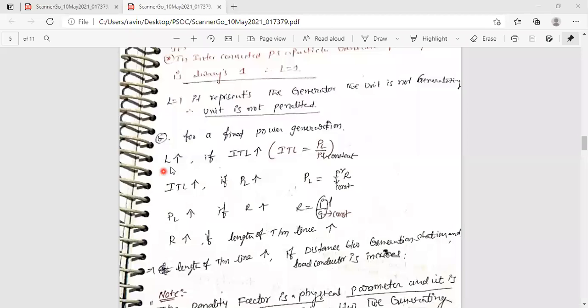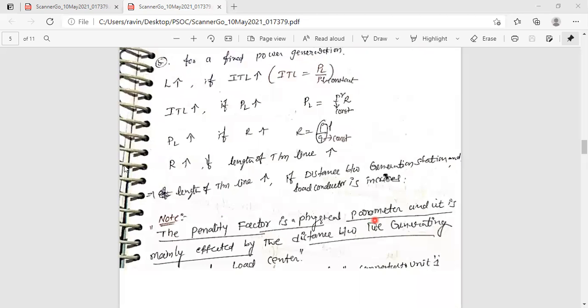For a fixed generation, as penalty factor increases, incremental transmission line losses increase. And coming to the constant, incremental transmission line losses increase if power losses increase. Power losses are nothing but I square R losses. Current is always constant. Resistance is rho L by A, out of that rho and A are constant.